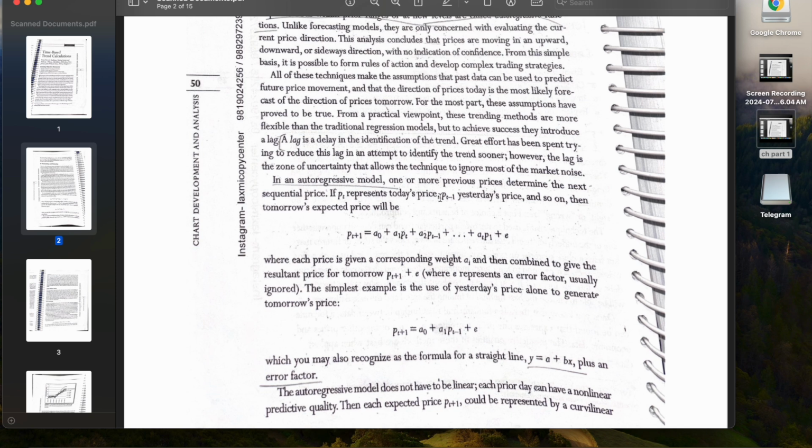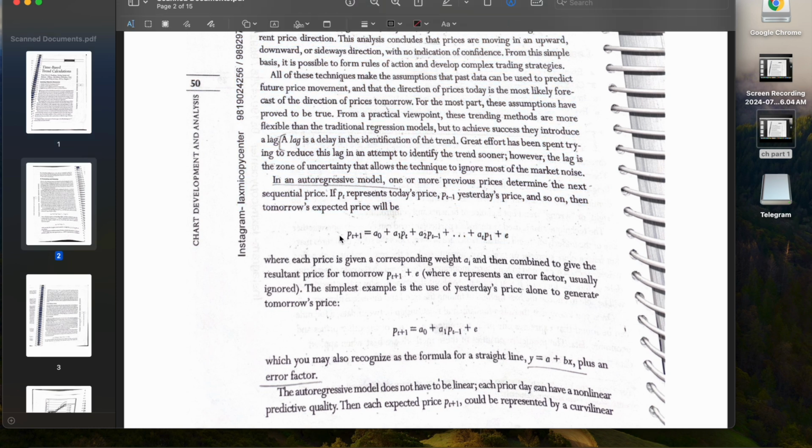If today's price is PT, then tomorrow's price will obviously be PT plus 1.